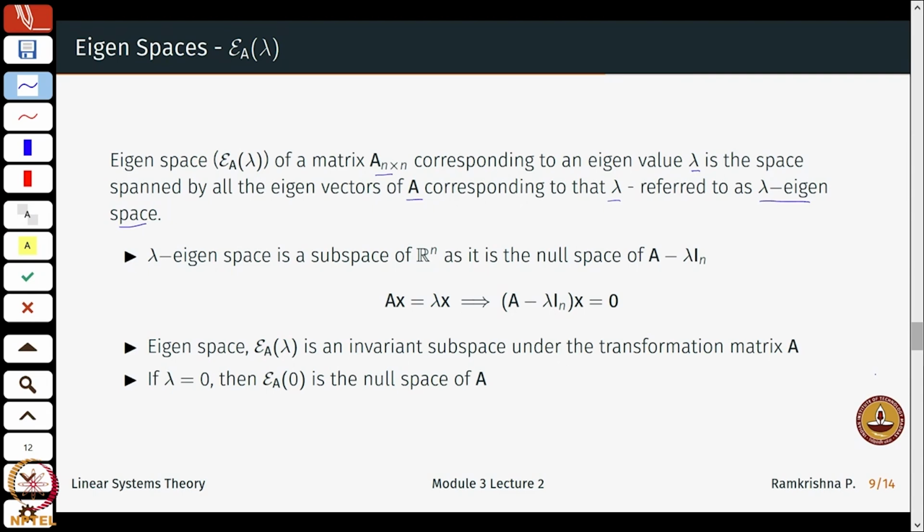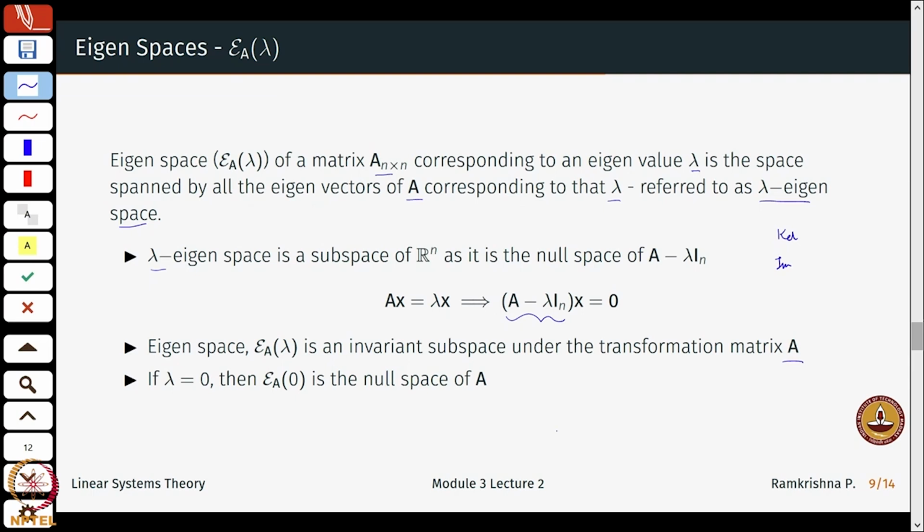And this is actually a subspace of Rn. Why is it a subspace of Rn? Because, look at this relation, right. This lambda eigenspace is a subspace of Rn as it is the null space of A minus lambda I_n. And we saw earlier that this kernel and image were actually subspaces in the week 2 lecture. Not only that, this eigenspace is an invariant subspace under the transformation A. That is also easy to check.